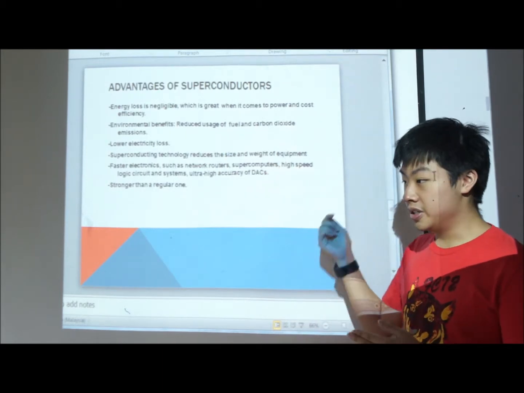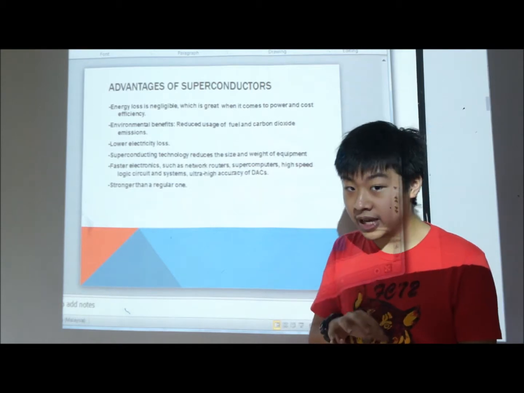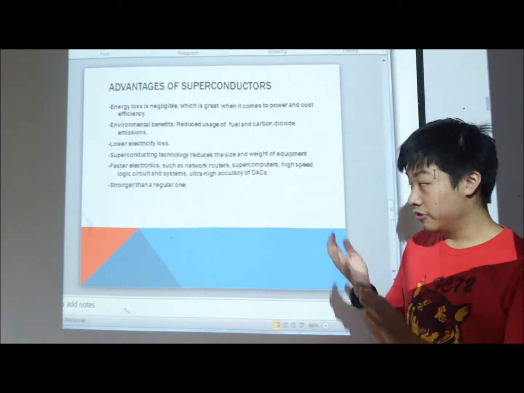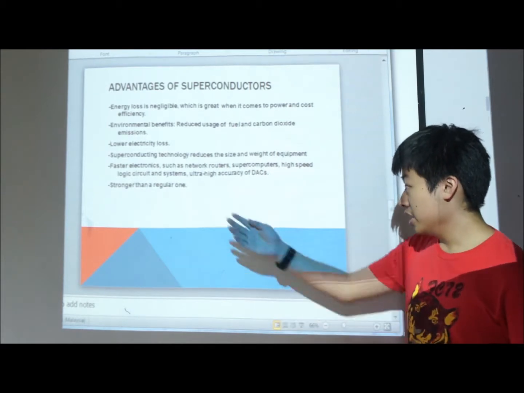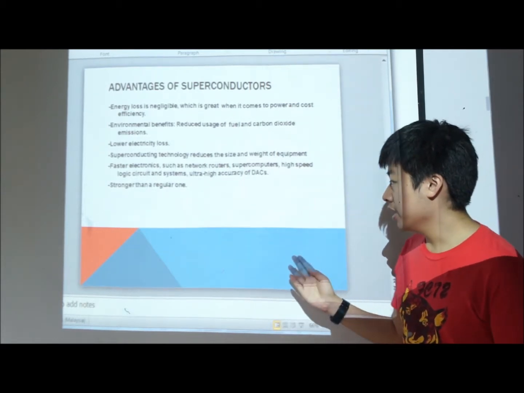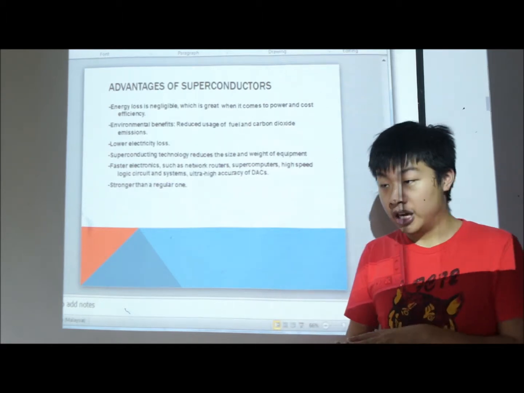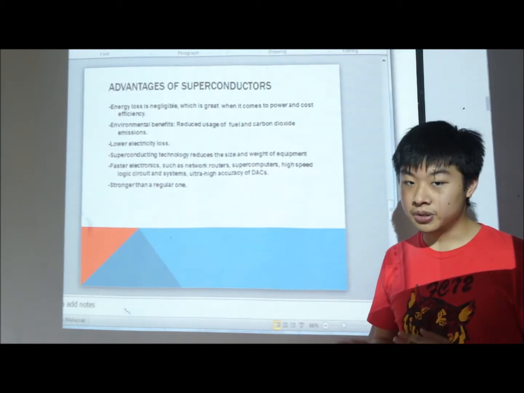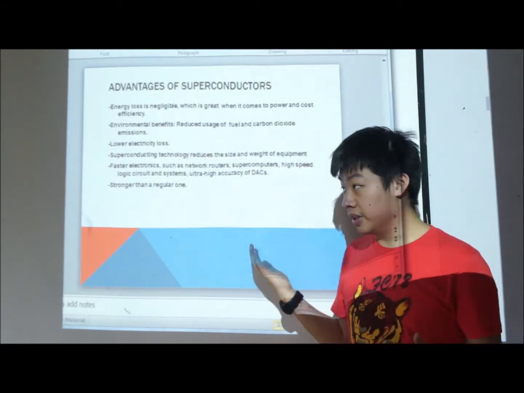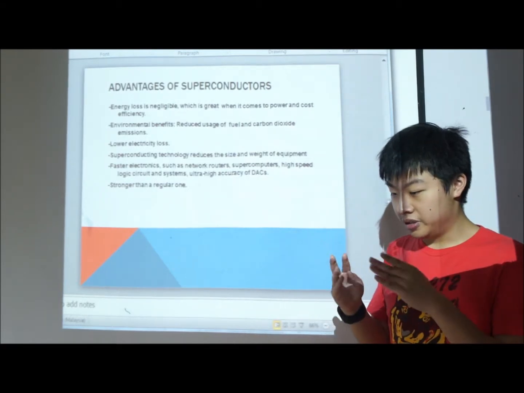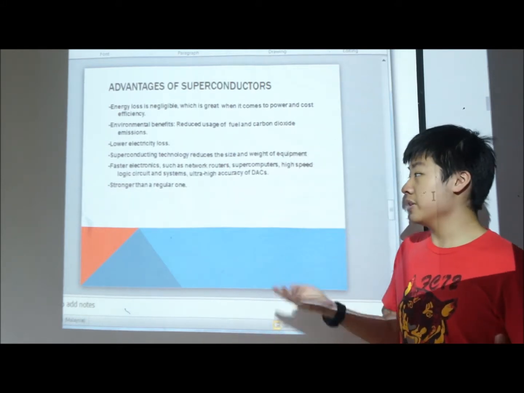Yeah, the generators, and the size of them, they'll be smaller, more compact, and with this, it can also lead to faster electronics and supercomputers, high-speed logic circuit systems, and sensors that have more accuracy with DACs, digital analog converters. This can actually make it more accurate to use for experiments, for results. More accurate results can be made.